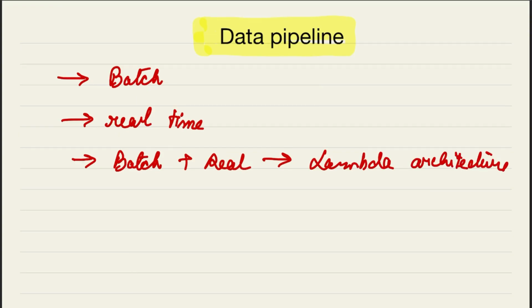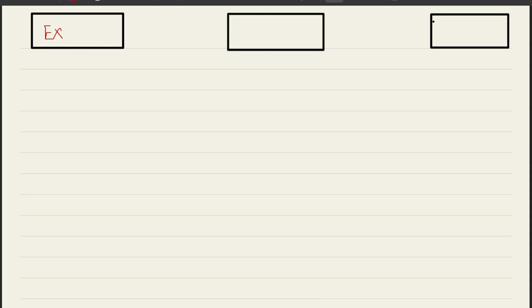In batch processing, the data comes in batches. Real-time is almost near real-time processing, and Lambda is the combination of both batch and real-time. In today's video, we will be concentrating on the batch pipeline. So let's talk about the three steps that we discussed: extract, transform, and load.